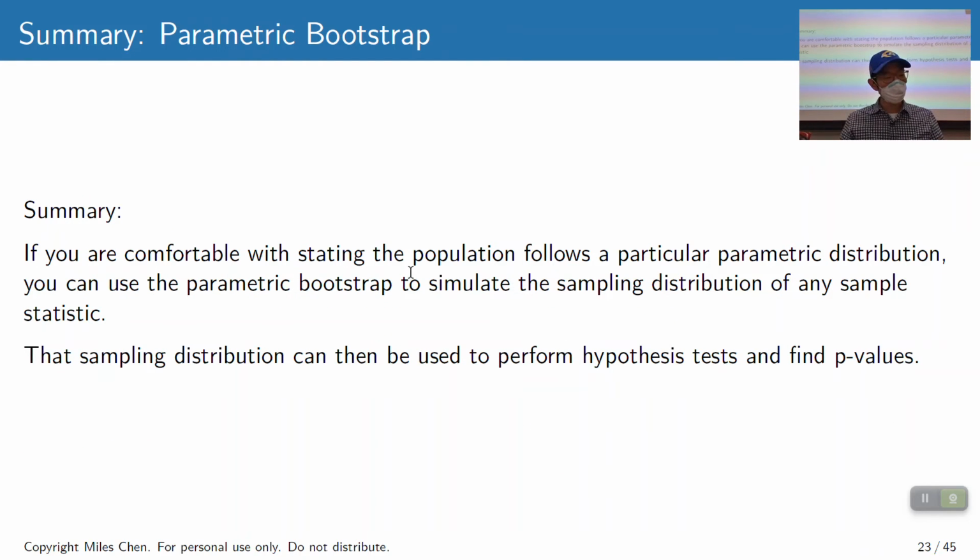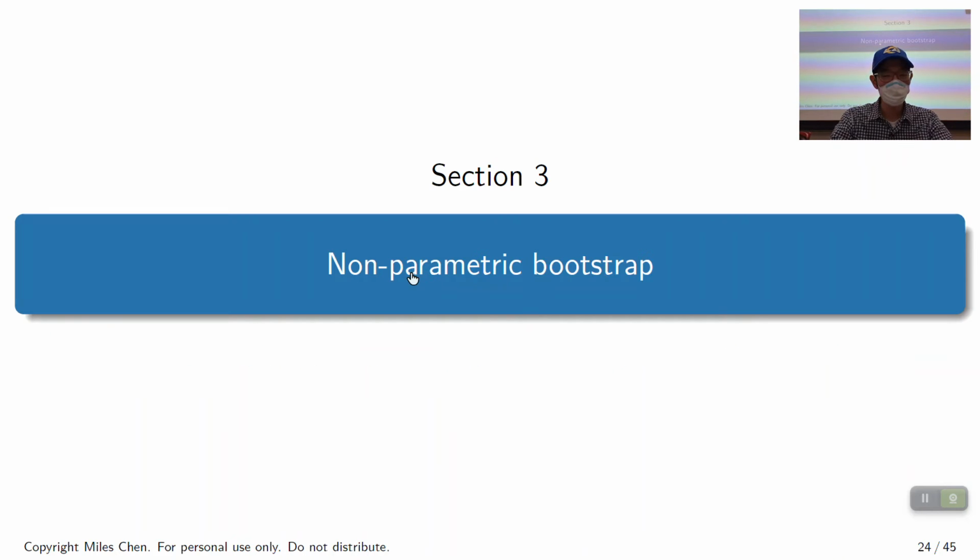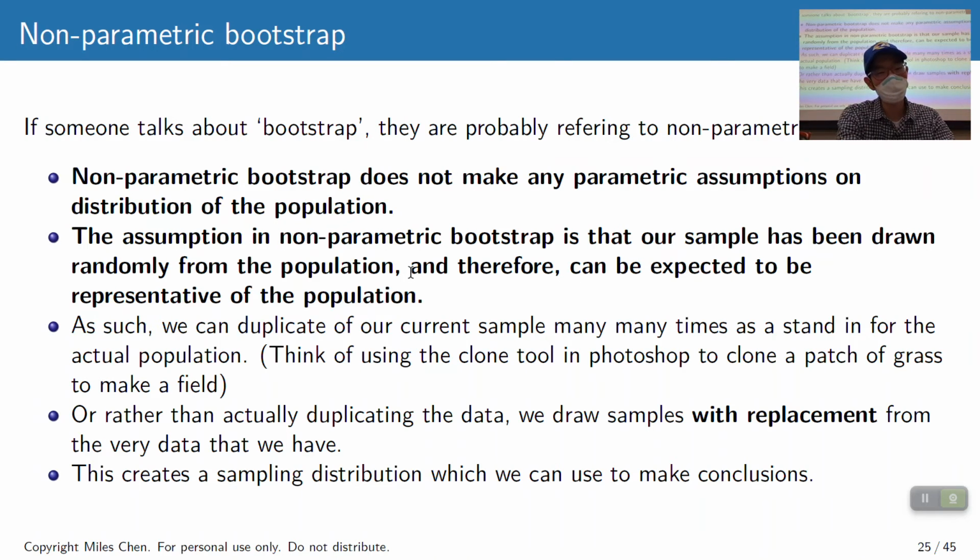All right, so if you're comfortable making assumptions about the population and saying it's going to have these parametric distributions, then you can use parametric bootstrap. Let's talk about non-parametric bootstrap. Non-parametric bootstrap is probably your default bootstrap that somebody might be talking about. Non-parametric bootstrap is not going to make any parametric assumptions on the distribution of the population. So, section 3, non-parametric bootstrap.